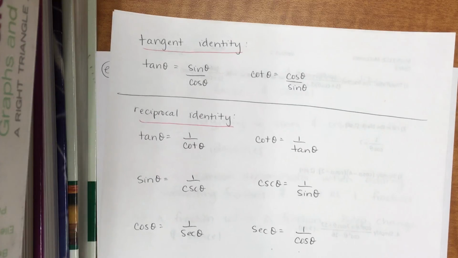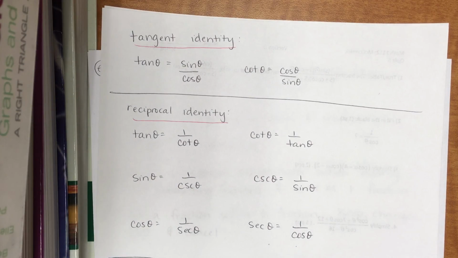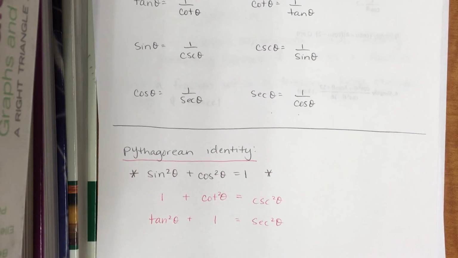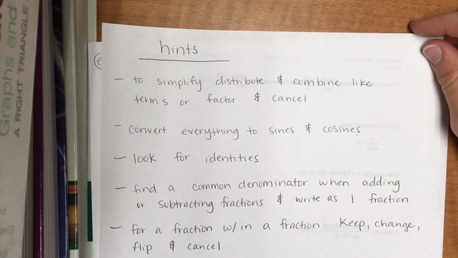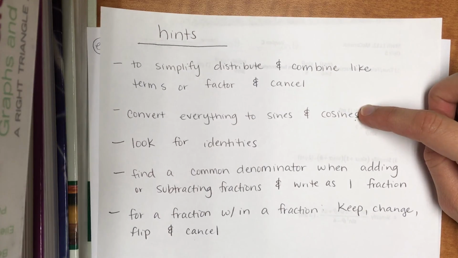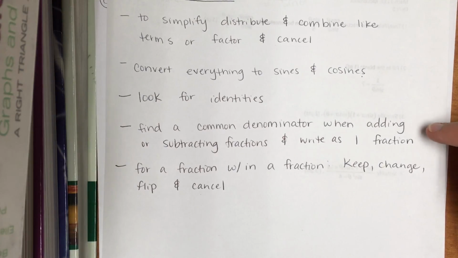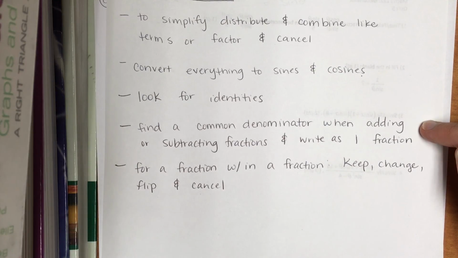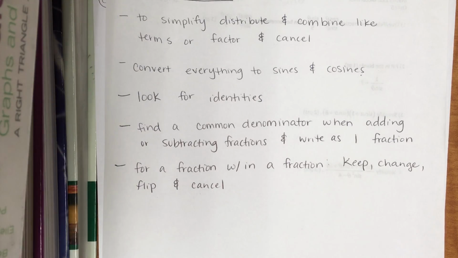For proofs, you need to be able to convert everything to sines and cosines and recognize some identities, specifically right now, the Pythagorean identity. Okay, and so our hints so far are to simplify, so distribute and combine like terms, or factor and cancel if you have a fraction. Convert everything to sines and cosines so that way you can look for identities. And then last video we talked about finding a common denominator if you're adding fractions, and this video will deal with dividing fractions. So if you have a fraction within a fraction.